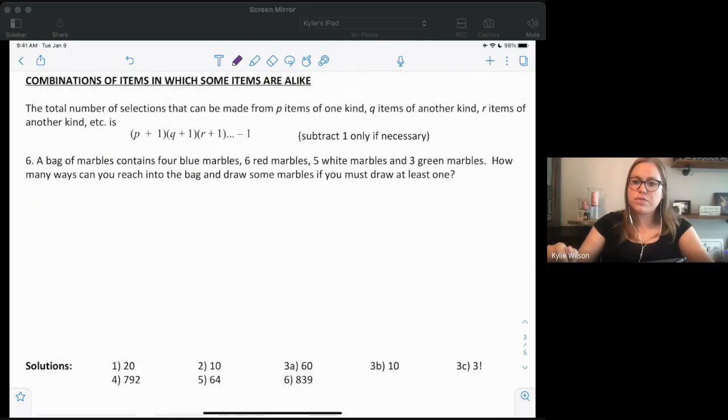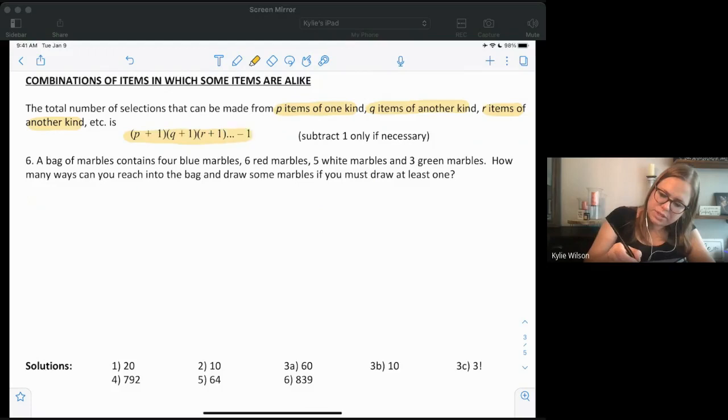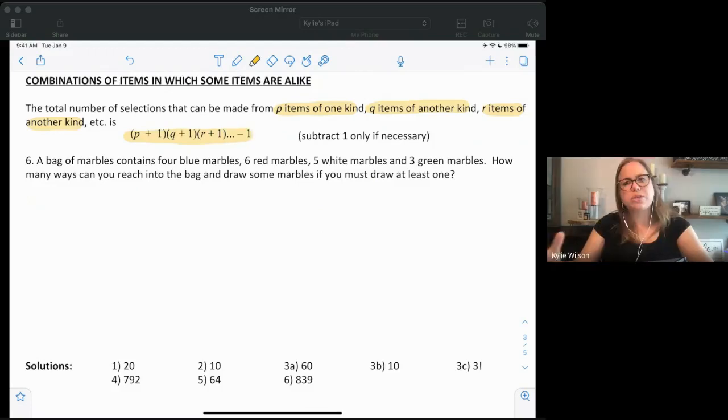So for this one, we're going to look at combinations of items of which some are alike. So the total number of selections that can be made from P items of one kind, Q items of another kind, R items of a third kind, etc., is going to be P plus 1, Q plus 1, R plus 1, and we only subtract 1 if necessary. Same idea as above. We subtract 1 if I have to pick at least one thing, right? I can't choose none of them.